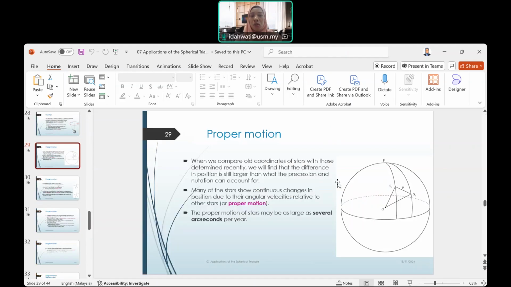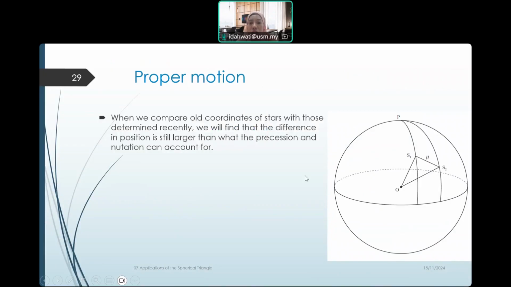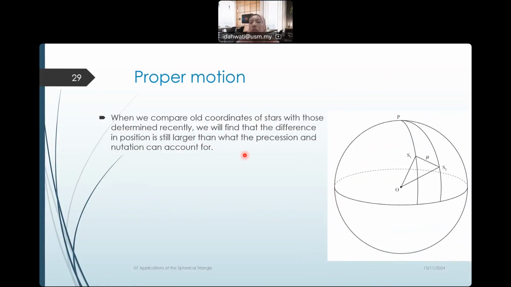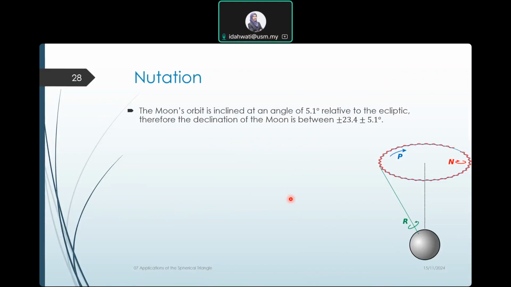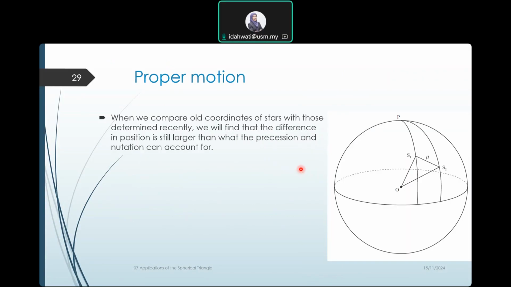Okay, so I would like to continue this topic of the spherical triangle application. Alright, so this is the last part. Okay, I believe we can continue. So the previous topic was about the rotation process for the moon's orbital, and we continue with proper motion.